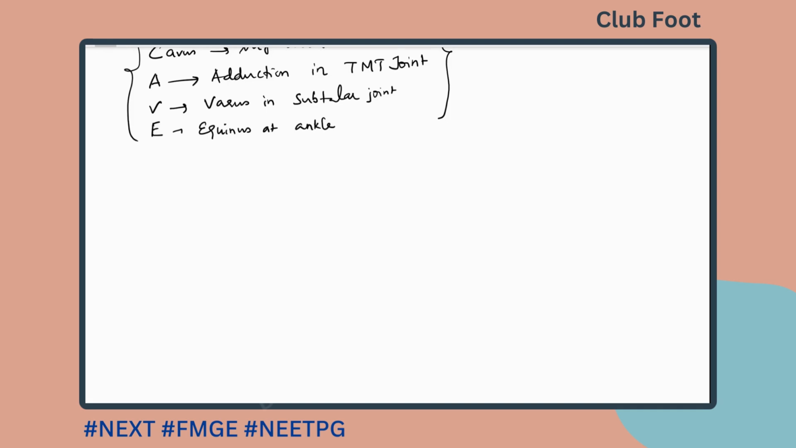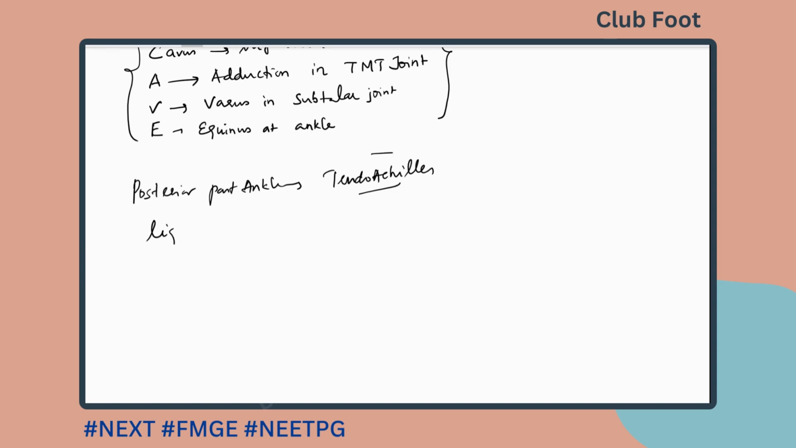So what are the structures present in the posterior part of the ankle? The structure which is present is the tendo-Achilles, the Achilles tendon. That is the structure present in the posterior aspect of the foot.